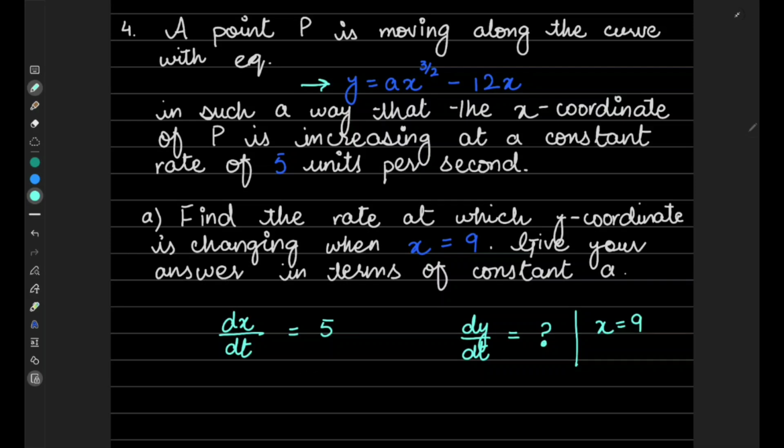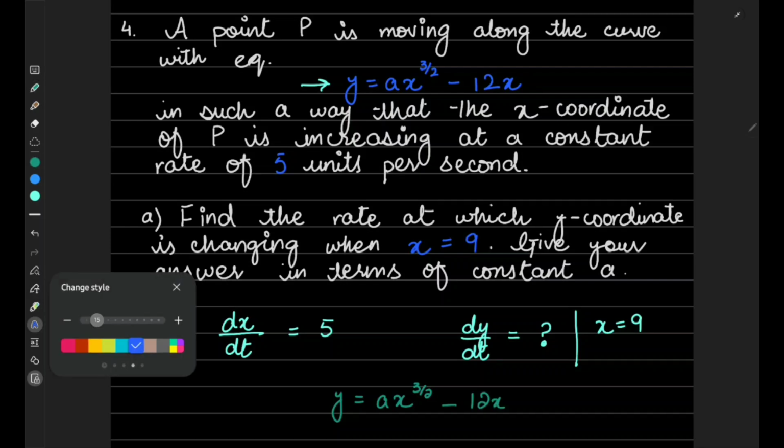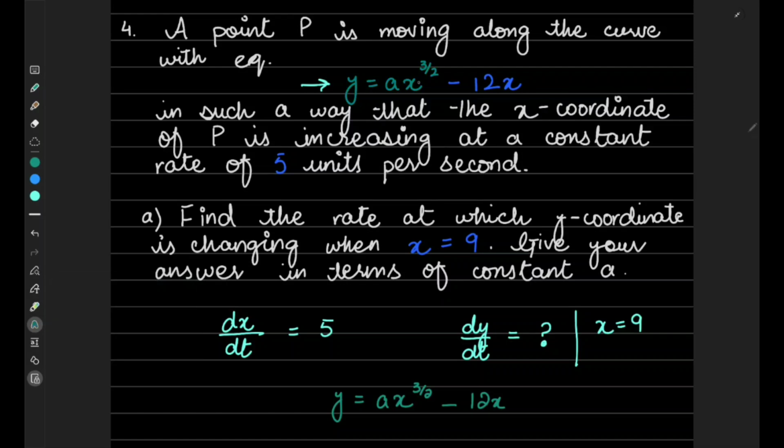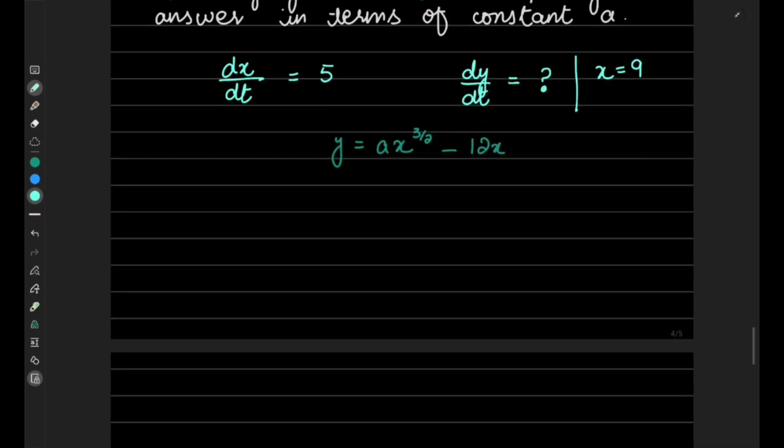y is equal to a x to the power 3 over 2 minus 12x. This is your equation. This is the rate of x, and this is your value of x at which y is changing at the rate. So this is the whole information that is given to us. We will be solving this by chain rule.